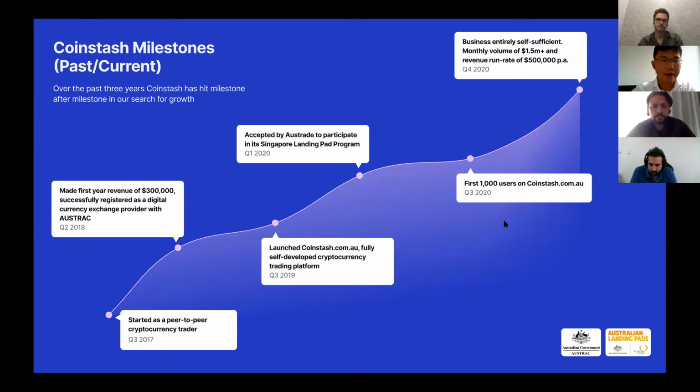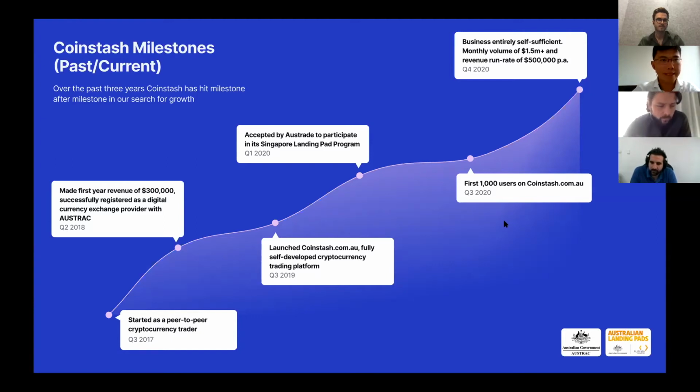Then we generated a bit of revenue in the first year of operation and registered with Austrac as early as we could. We didn't decide just to pay ourselves from that profit. We decided to reinvest what we made back into the business. Then we built Coinstash and fully launched it in the second half of 2019. We've been very active in the space since then. Our key metrics have all exploded in the past 6 months, which I'll cover a bit later. We have been accepted by Austrade to participate in their landing pad program in Singapore, which to us is a major recognition. In Q3, we signed up our first 1,000 users, and that has grown to, I think, over 3,000 users now, the last time I checked on the Coinstash platform.